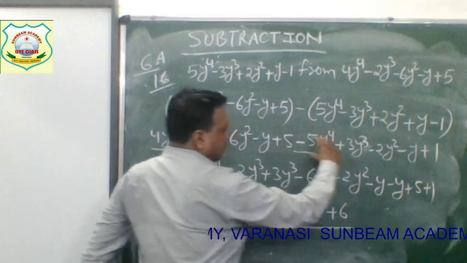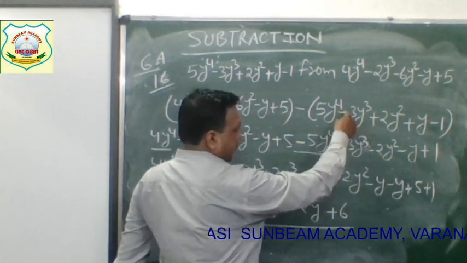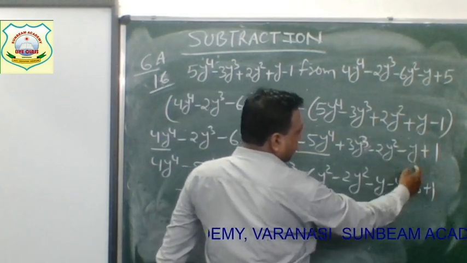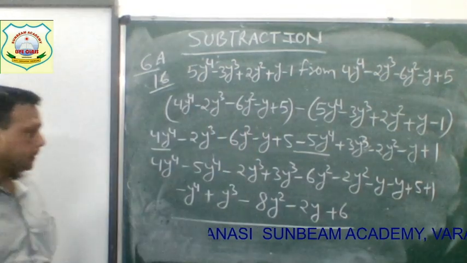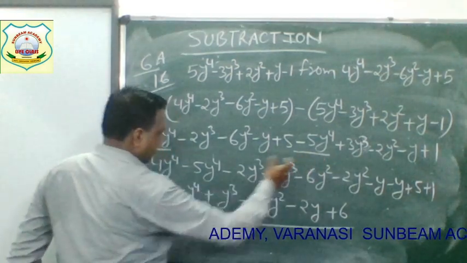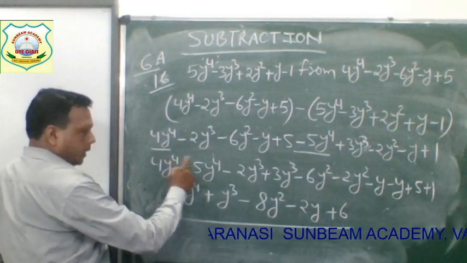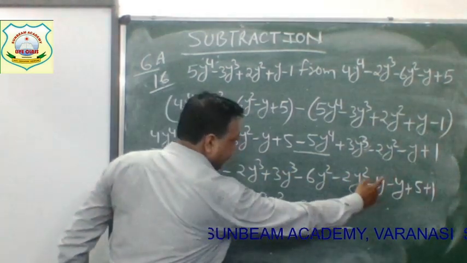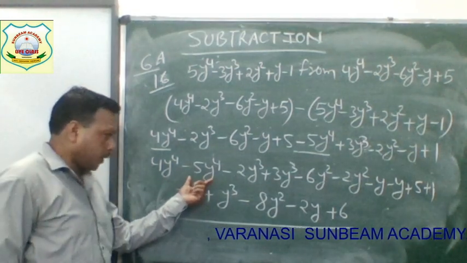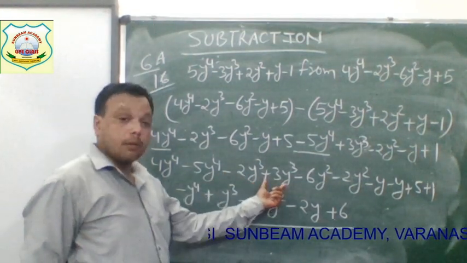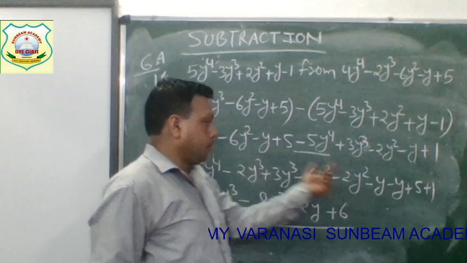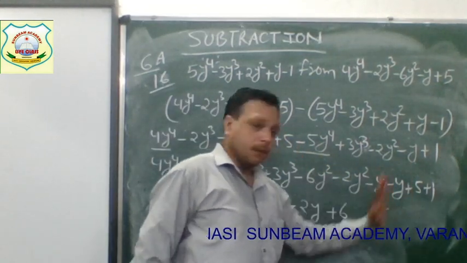Now minus sign is here, so now the sign will change. 5y power 4, minus is here, then plus 3y cube, minus 2y square, minus y, minus minus 1 that is plus 1. Clear, students? Now like terms, next step: 4y power 4, then minus 5y power 4. You will see their orders also: 4, then 3, then 2, then 1. We will check it. Clear, students? So 4y power 4 minus 5y power 4, minus 2y cube plus 3y cube, minus 6y square minus 2y square, then minus y minus y, plus 5, then plus 1.